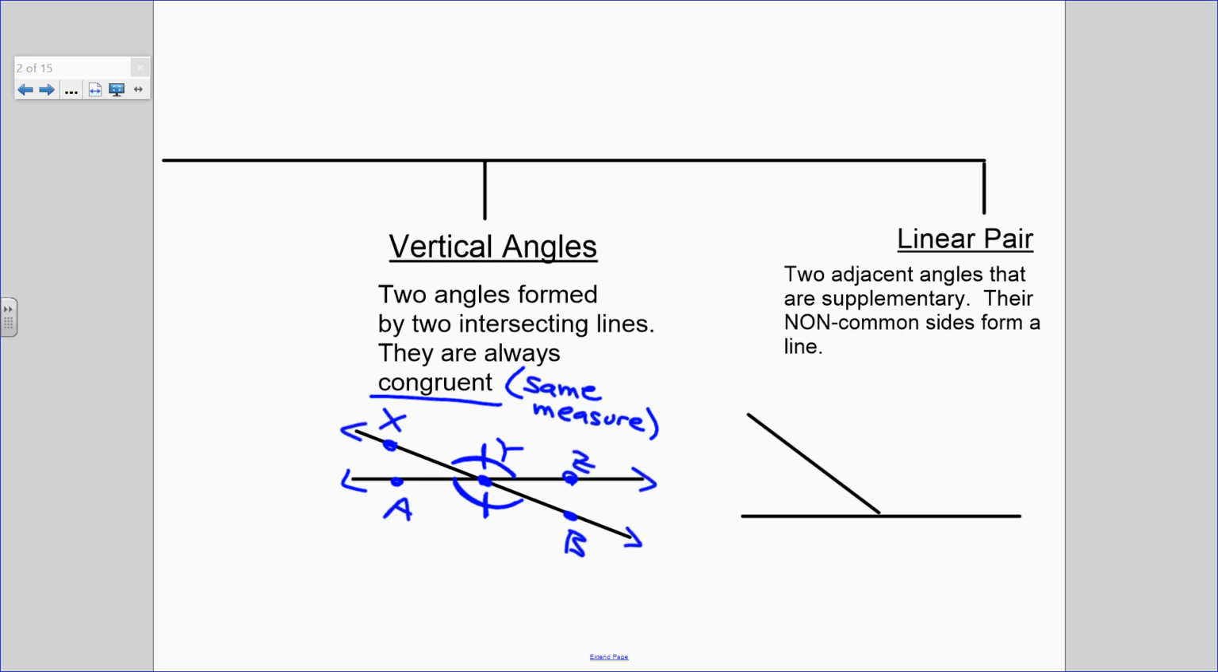They're the same measure. But that doesn't stop there. The other two angles that are going to be congruent, that are called vertical angles, are this angle, XYA, and ZYB. Look, these two angles are going to be congruent also. They'll be the same measure. This always occurs when two lines intersect.